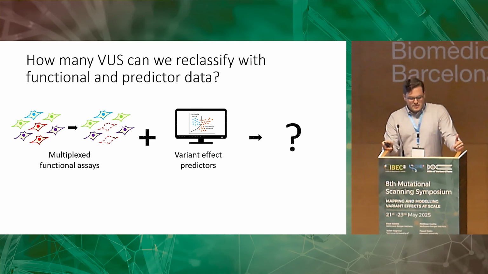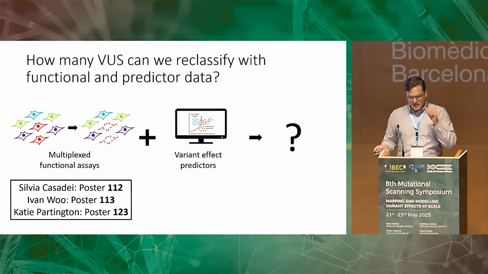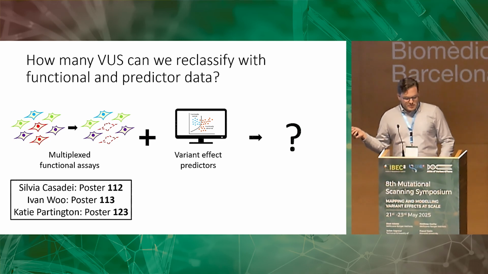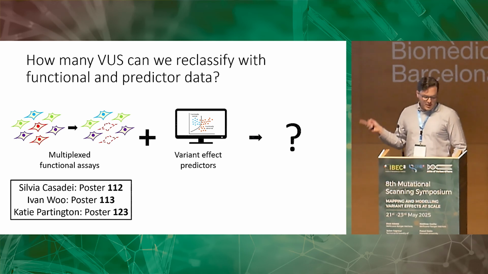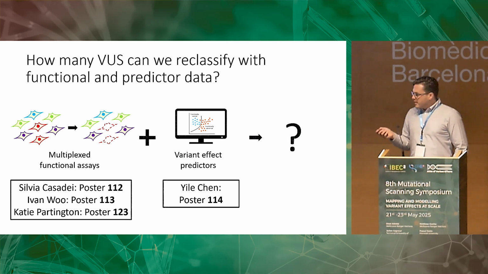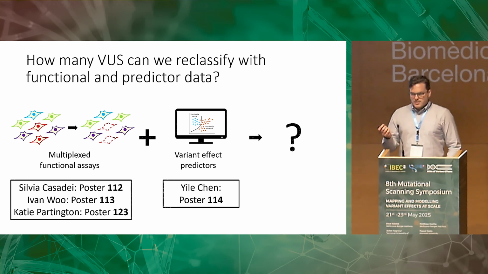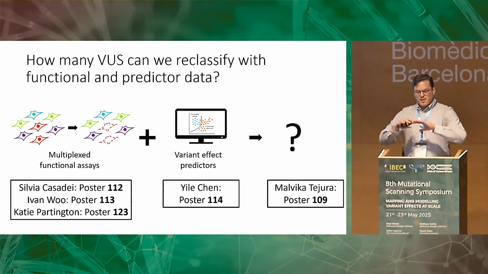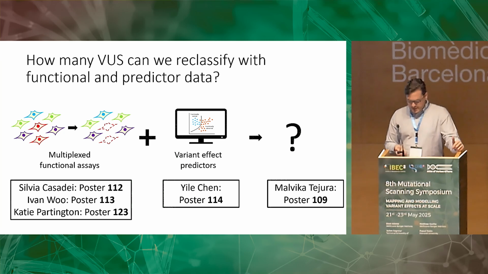And so to learn a little bit more about the data that has gone into this project, I encourage you to check out some of the posters from our groups. So Sylvia, Ivan, and Katie will be presenting posters, and Katie has a talk tomorrow about some of the data generation. Ile has a poster related to the topic of this talk, which is calibration of variant effect predictors. And then Malvika has a poster that looks at all of this together, where we're at today, and where we plan to go with this project.